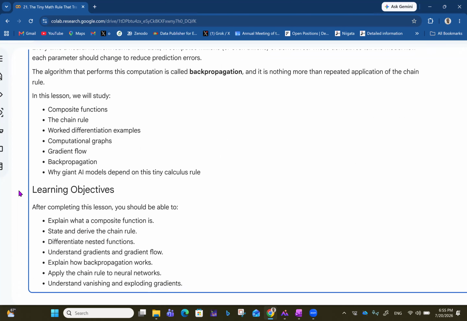In this lesson, we will study composite functions, the chain rule, worked differentiation examples, computational graphs, gradient flow, backpropagation, and why giant AI models depend on this tiny calculus rule. The objectives are as follows. After completing this lesson, you should be able to explain what a composite function is, state and derive the chain rule, differentiate nested functions, understand gradients and gradient flow, explain how backpropagation works, apply the chain rule to neural networks, and understand vanishing and exploding gradients.